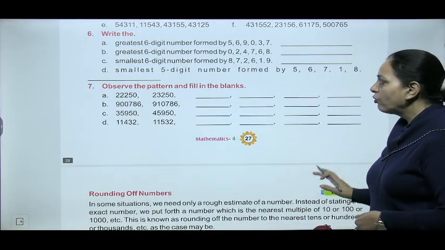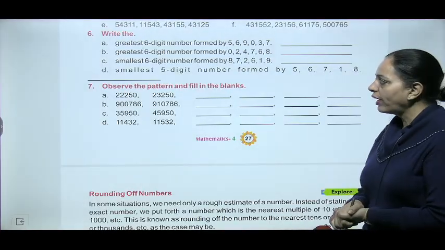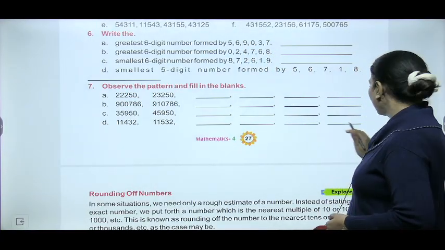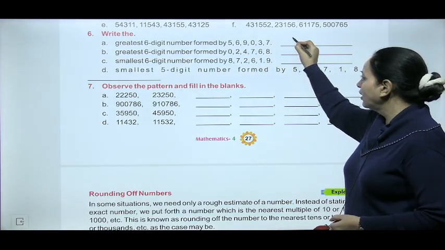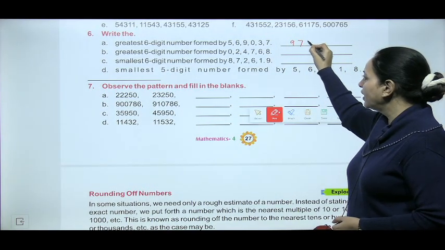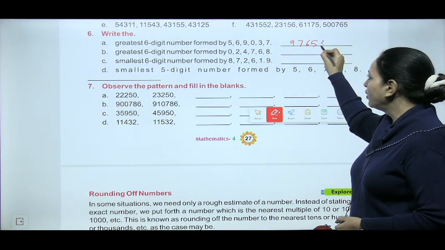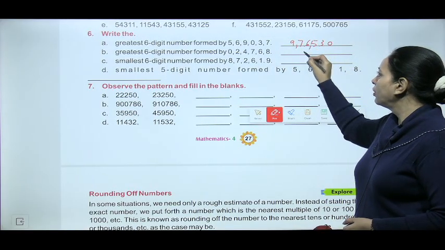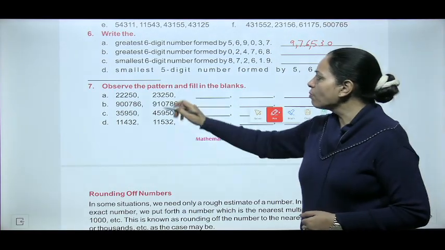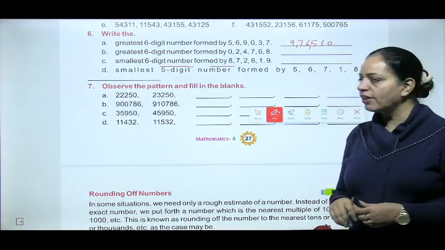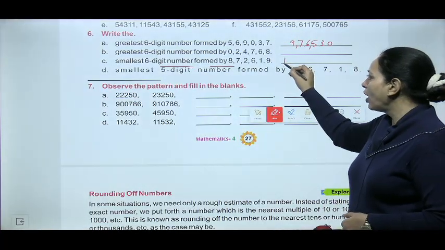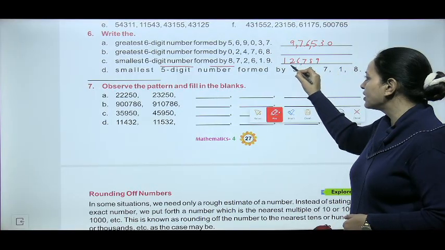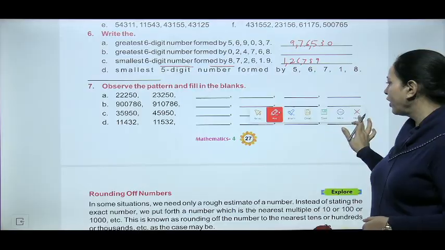Now the sixth one, A part, write the greatest 6-digit number formed by 569037. So start with the greatest digit. So 9, then 7, then 6, then 5, then 3, 0. So this is the number. Okay, like C part, smallest 6-digit number formed by 872619. So 1, 2, 6, 7, 8, 9. This is the number. Similarly, you can try the remaining parts.